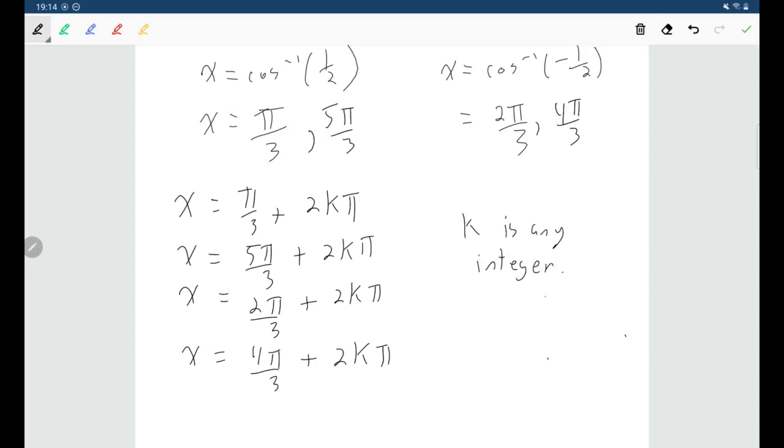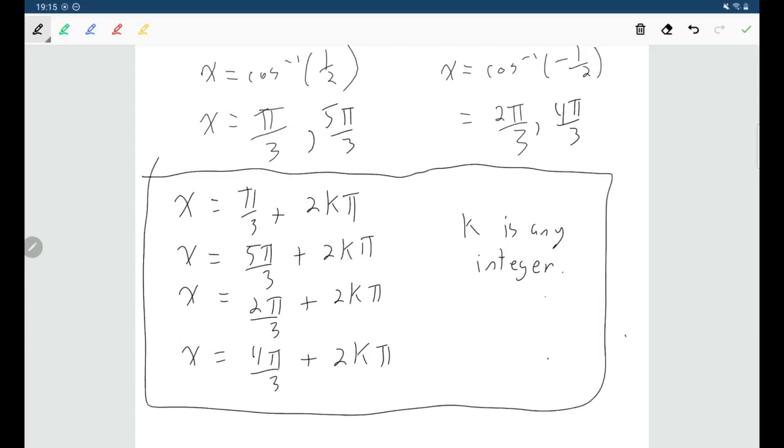And there we go. These are the infinitely many solutions to that equation. So pi over 3 plus however many full cycles, 5 pi over 3 plus however many full cycles, 2 pi over 3 plus however many full cycles, and 4 pi over 3 plus however many full cycles.